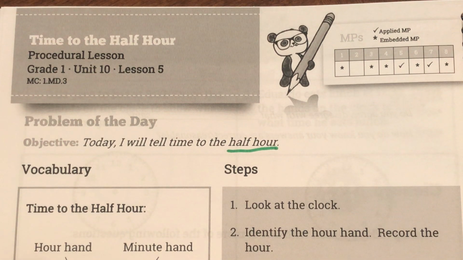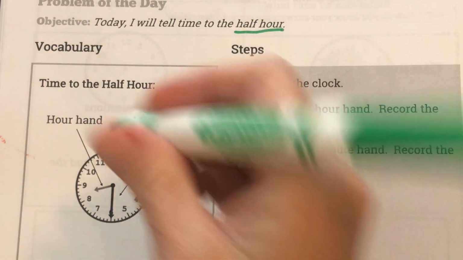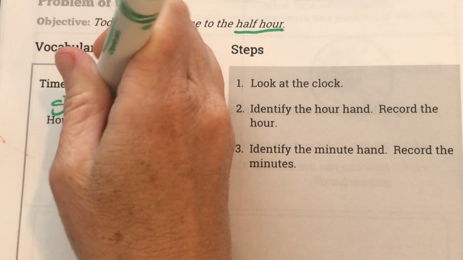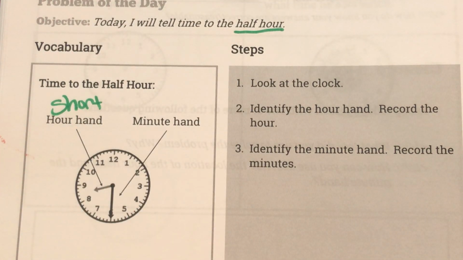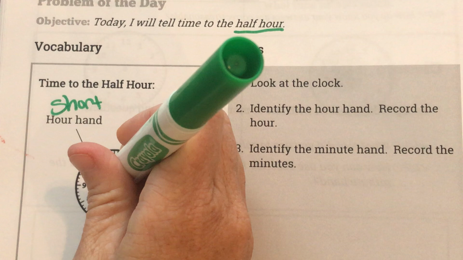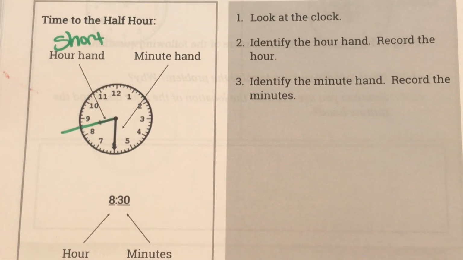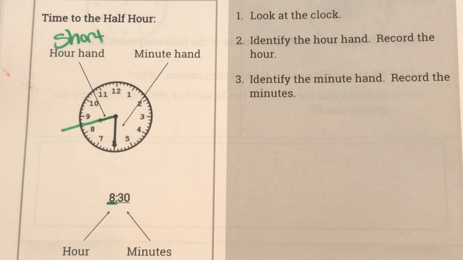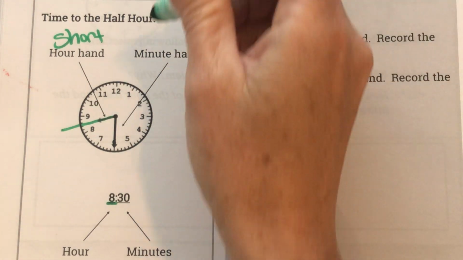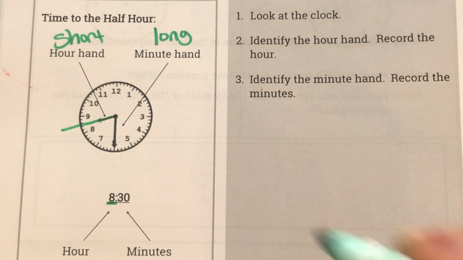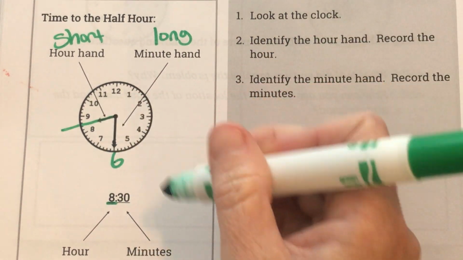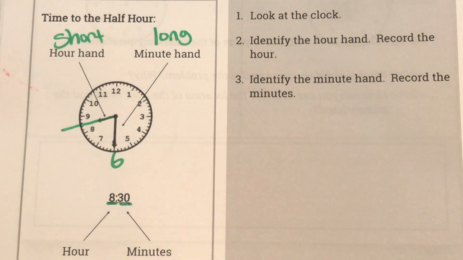So remember, the hour hand is our short hand. And when we're telling time to the half hour, often the hour hand will be in the middle of numbers. So if we see here, the hour hand is between 8 and 9. But because it's not reached 9 yet, we say our hour is 8. And when we're telling time to the half hour, the minute hand or the long hand will be touching the 6. And a half hour is the same as 30 minutes.